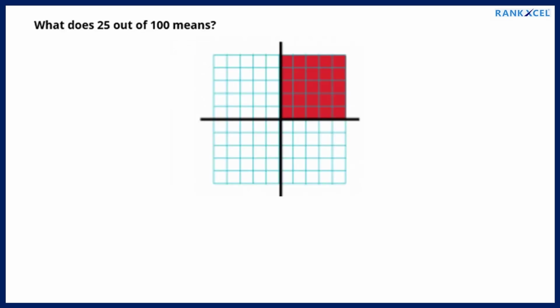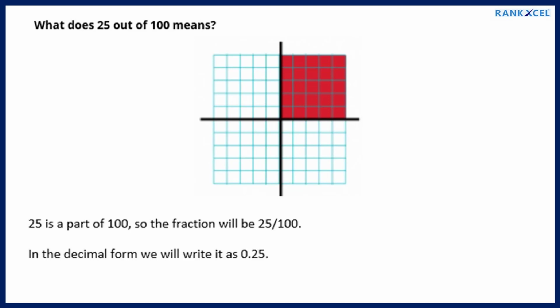What does 25 out of 100 mean? Yes, 25 is a part of 100, so the fraction will be 25 by 100. In the decimal form we will write it as 0.25.